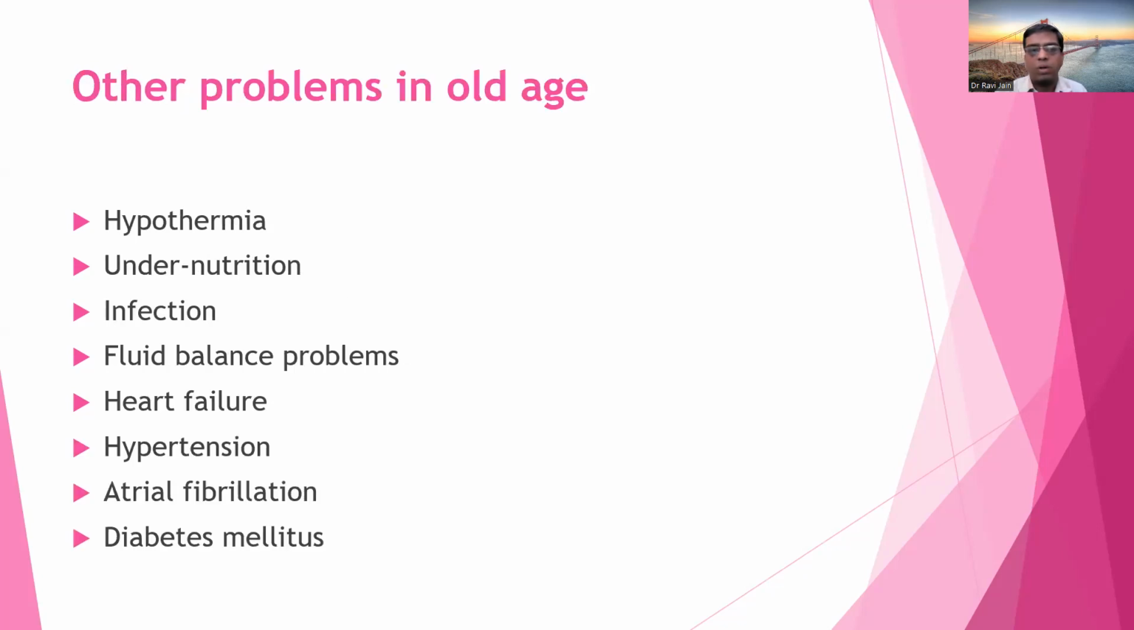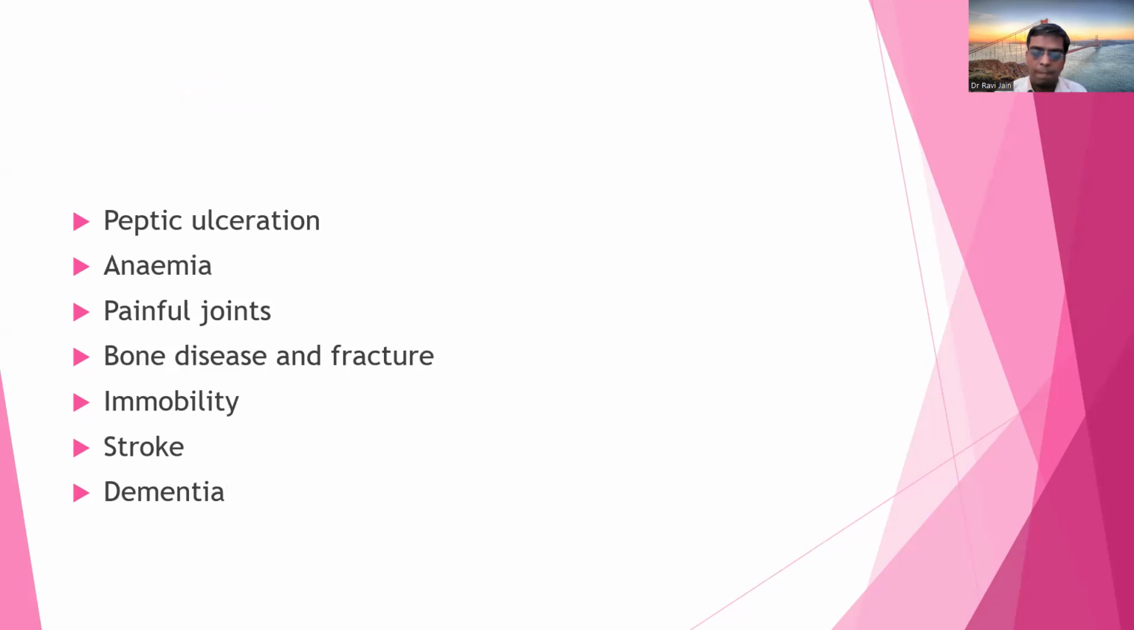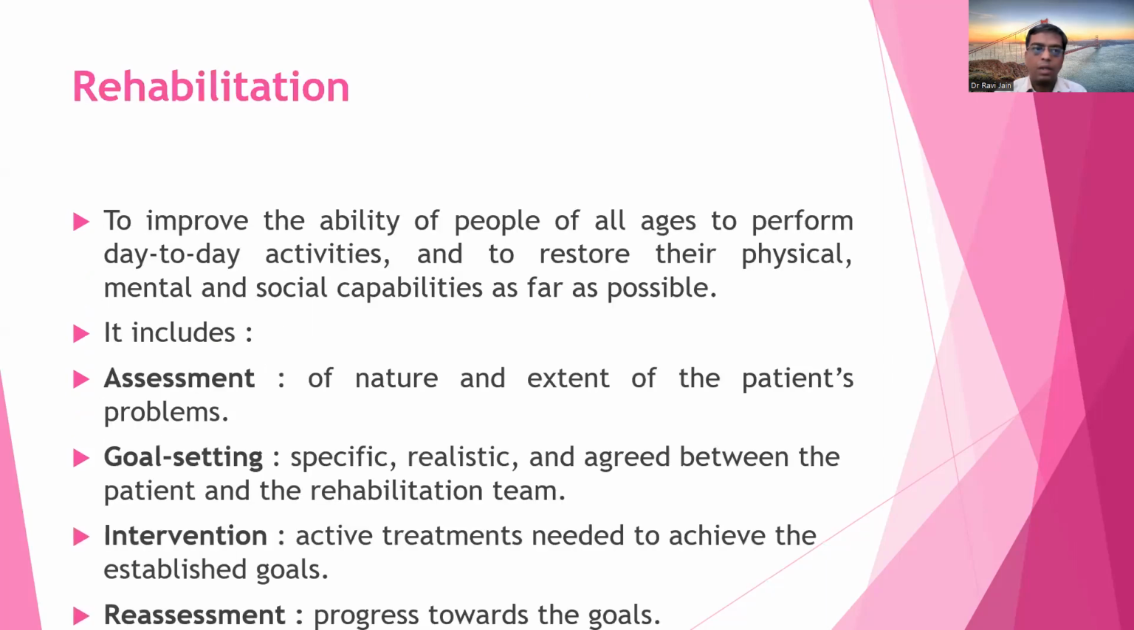The other problems of old age include hypothermia, undernutrition, infections, fluid balance problems, heart failure, hypertension, atrial fibrillation, and diabetes mellitus. Peptic ulceration, anemia, painful joints, bone disease and fractures, and immobility and stroke with dementia.